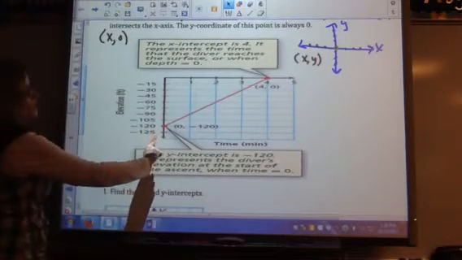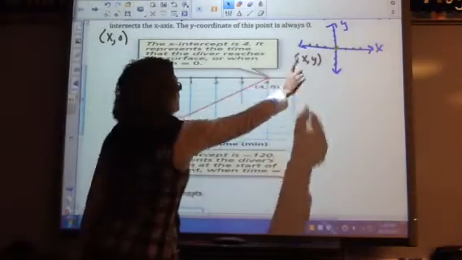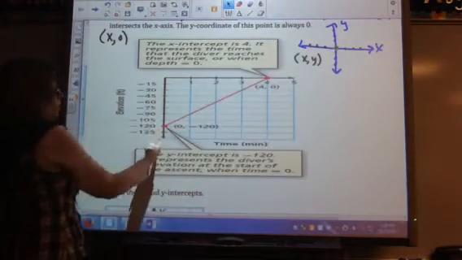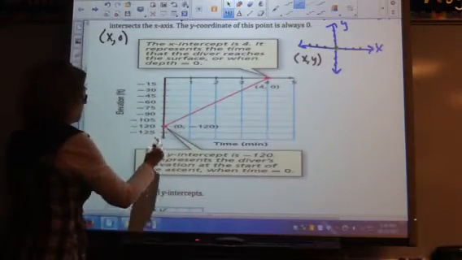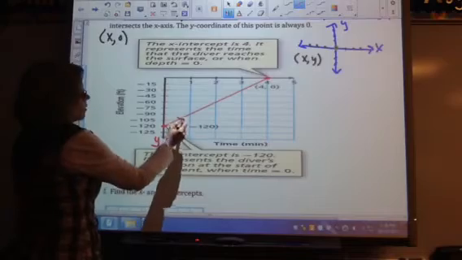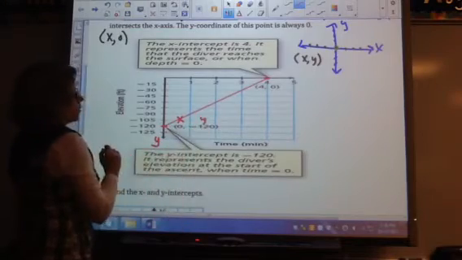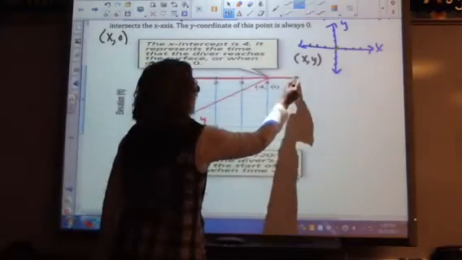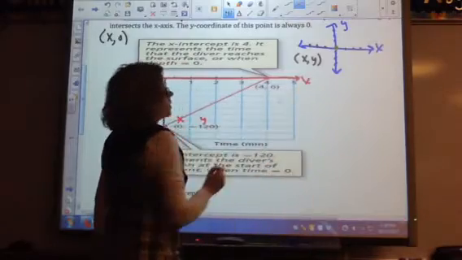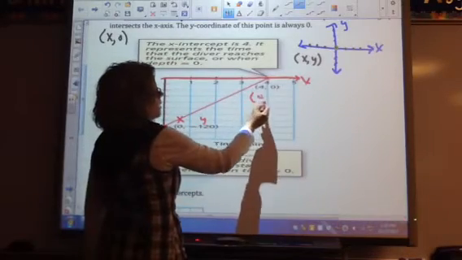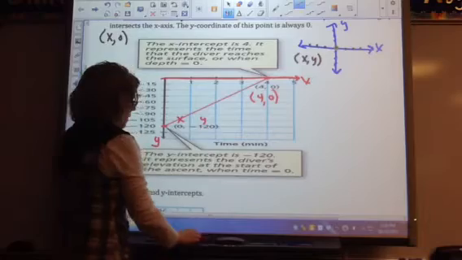Okay, and that's kind of what I explained right here. So this is your vertical, your y-axis. Okay, so x is always 0, and here's your y value. Here is your horizontal, which is your x value. So x is 4, and your y is 0.